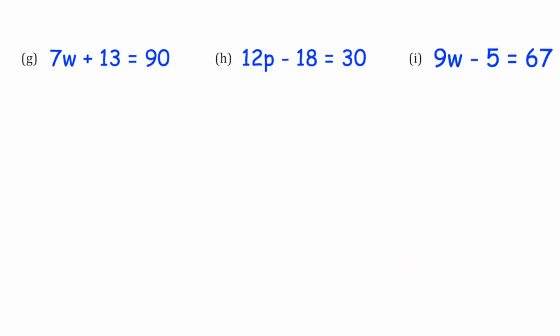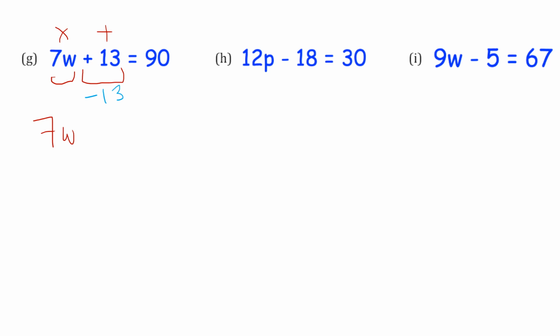Onto a bit of a harder one. Here we see two operations. Here we have times, and here we have plus. We want to touch this part last. We want the letters last. We have to get rid of anything before. So we're going to keep the letters 7w. I'm going to get rid of this plus 13. How do I get rid of plus 13? What's the opposite? Minus 13.